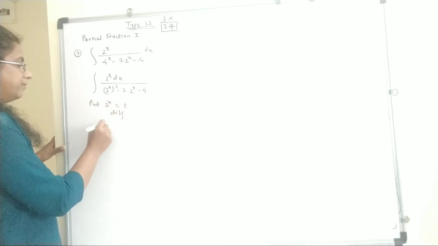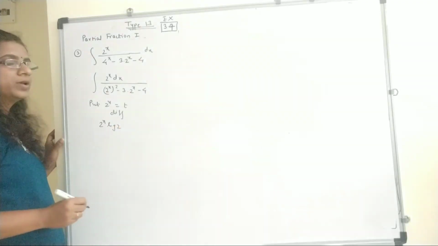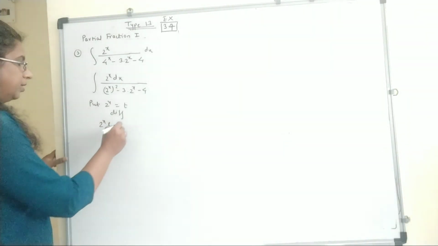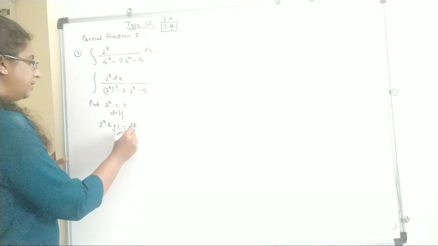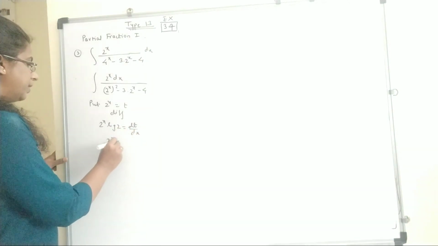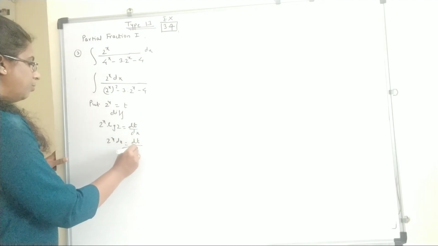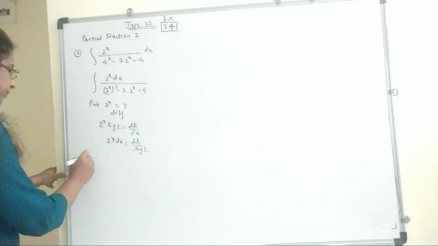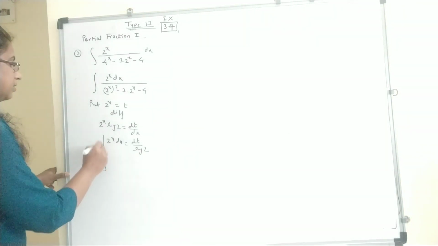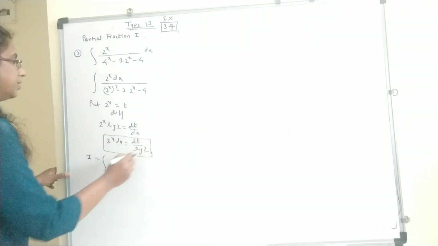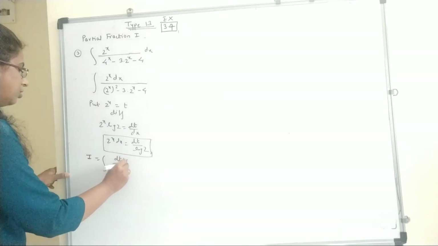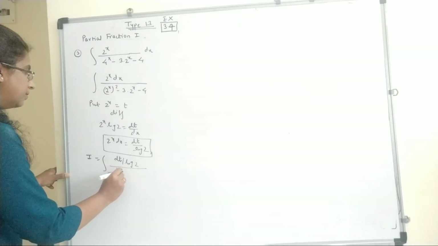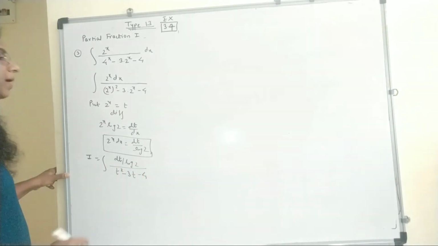derivative of a raised to x is a raised to x log a. So derivative of 2 raised to x is 2 raised to x log 2, equal to dt by dx. So that 2 raised to x dx is dt upon log 2. And so integration value is written as dt upon log 2 divided by t square minus 3t minus 4.